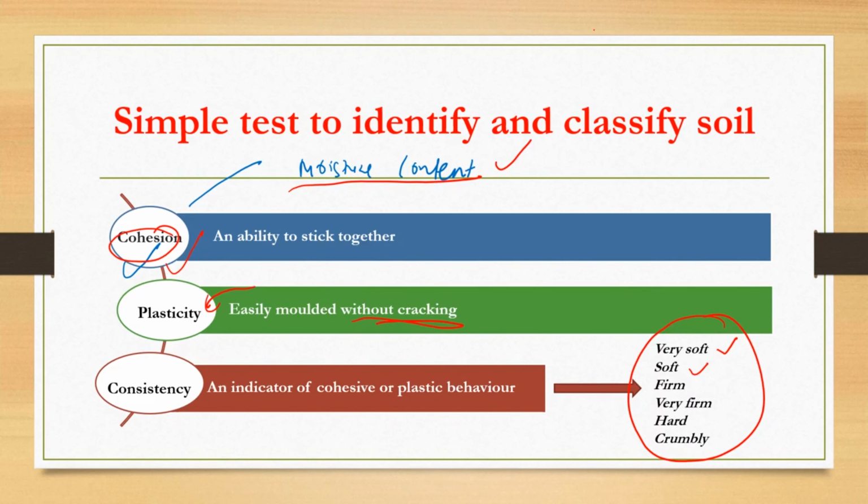It can still be molded. That is firm. If you're talking about very firm, it can still be molded, but you need a considerable pressure. So in these three conditions, you can still mold the sample, but it depends on the level of pressure being applied. If you're talking about hard, it means that you cannot mold the soil anymore. And finally, if you're talking about crumbly, it means that if you try to mold it, it breaks into crumbs. So that is how you explain the soil's consistency.